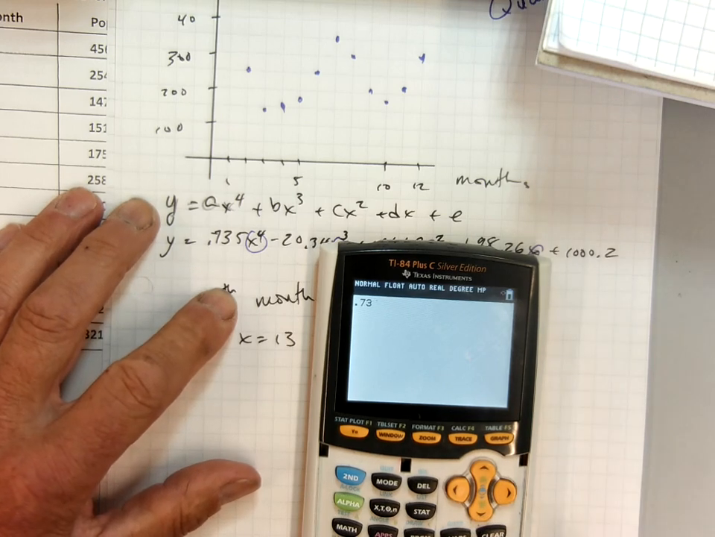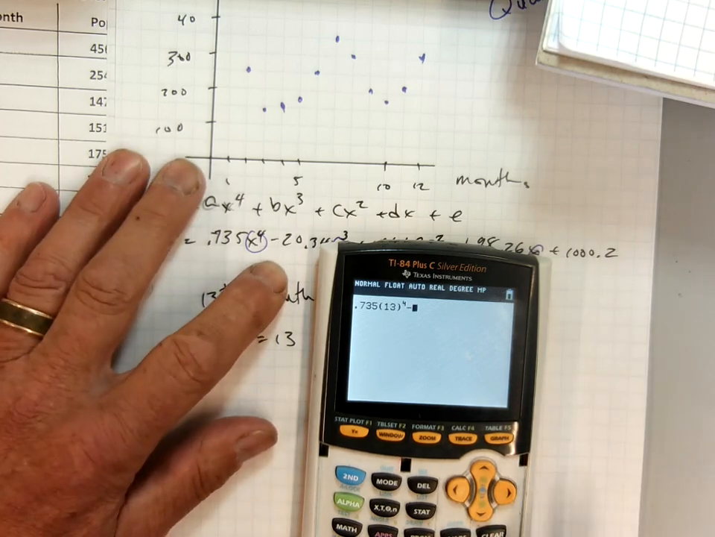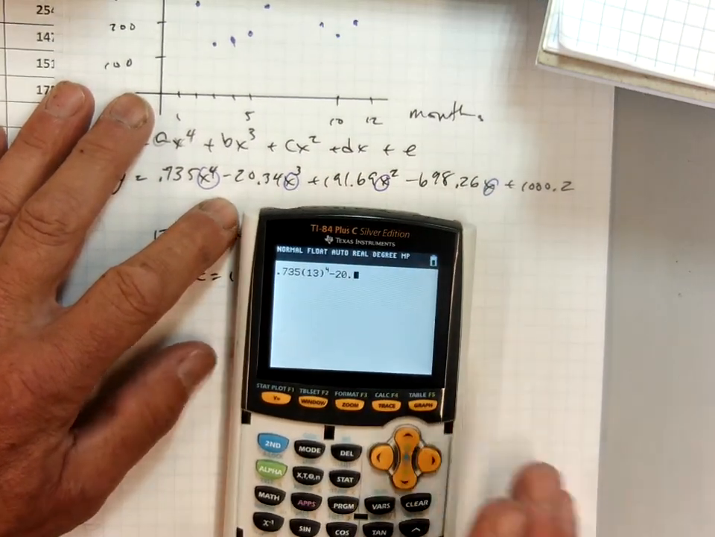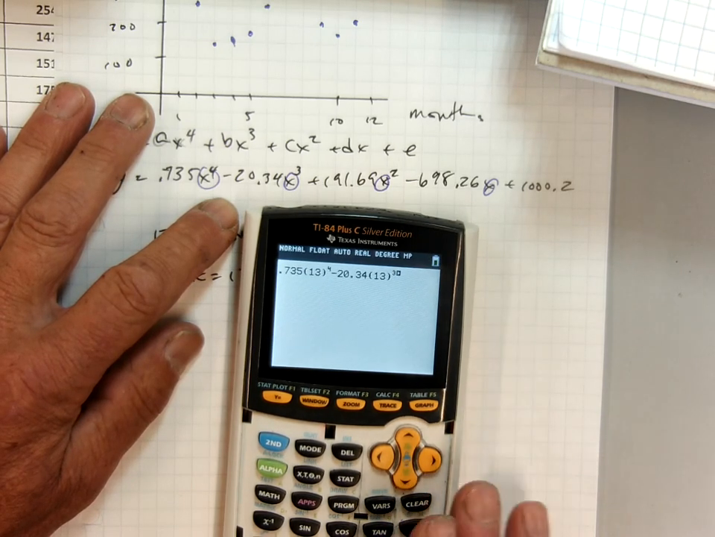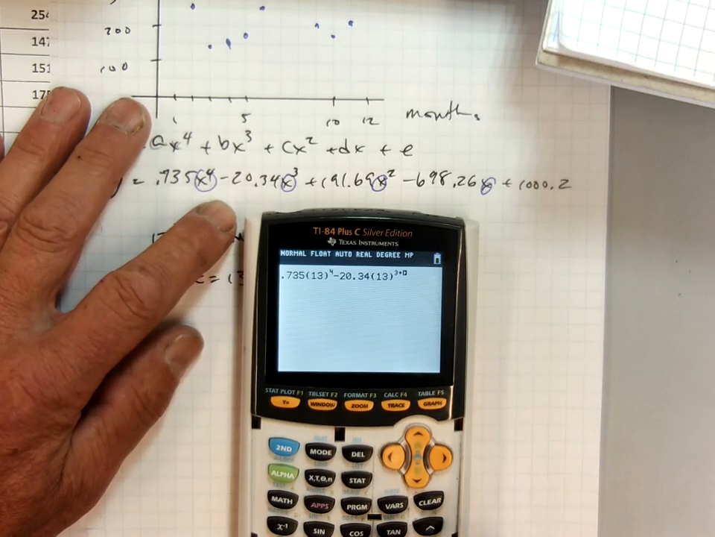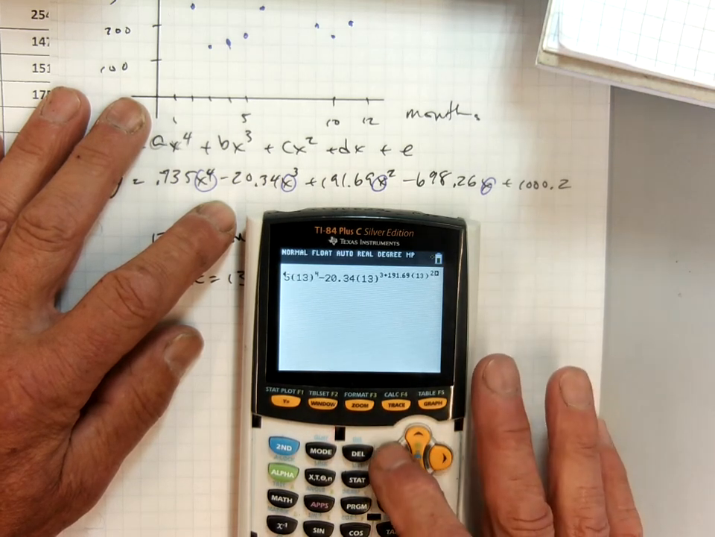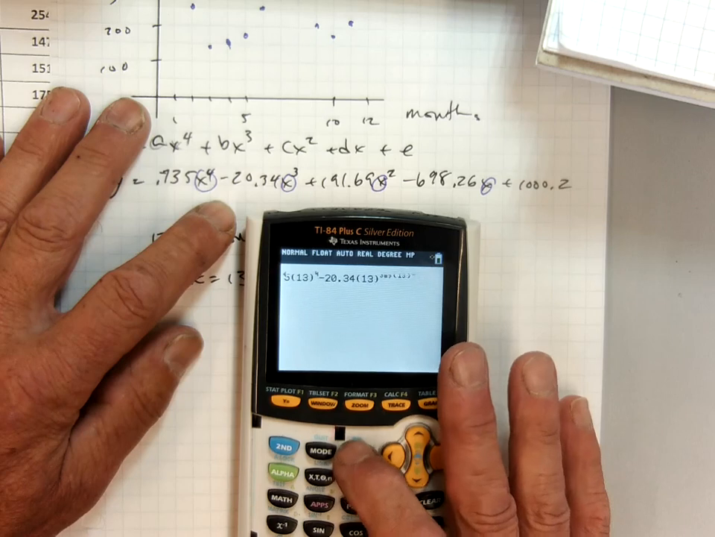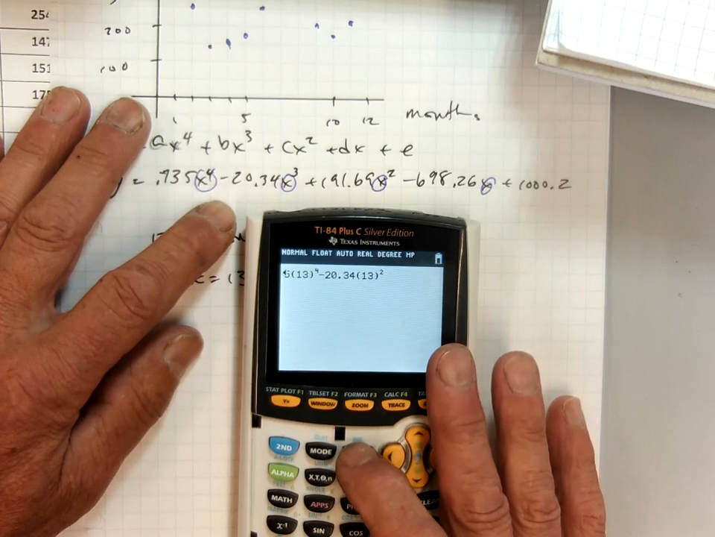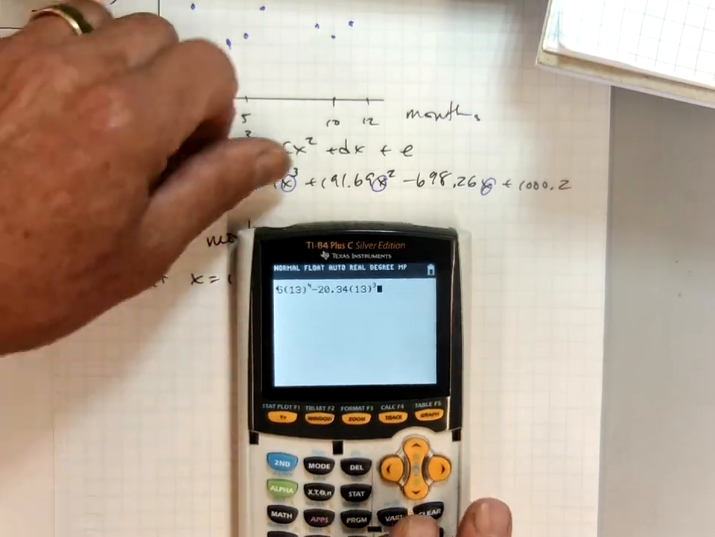0.735 times 13 to the fourth power. Subtract 20.34 times 13 to the third power, okay? Plus 191.69 and plug in 13 squared. Oh crap. Oh, hold on. I should pay attention. Delete. That happens sometimes. Okay, so that should be cubed and then over arrow. My mistake. Okay, let's go back.